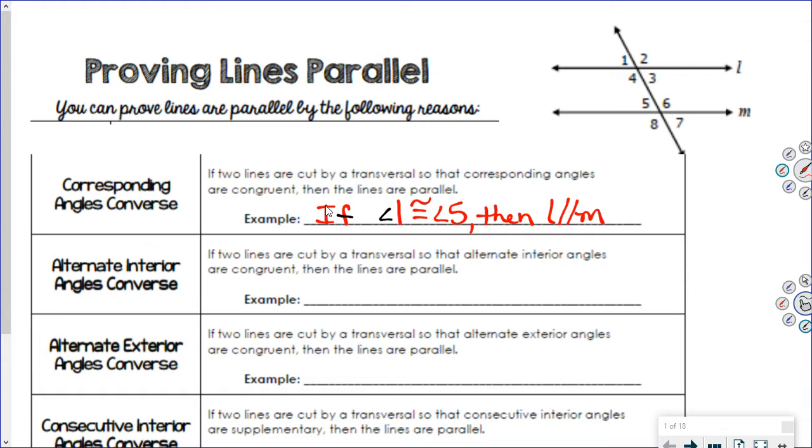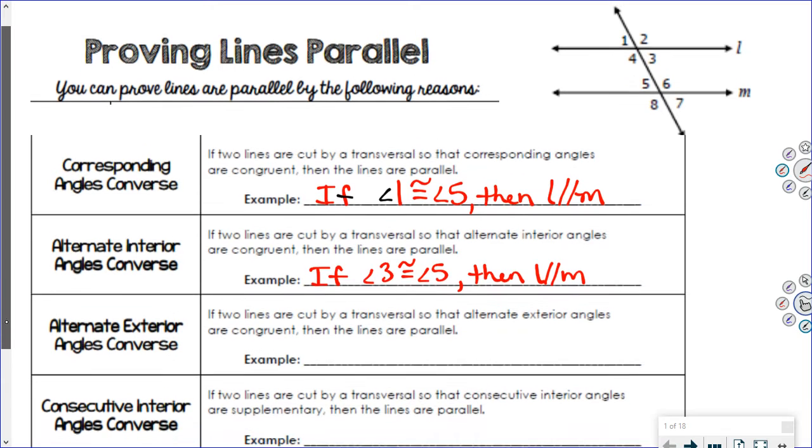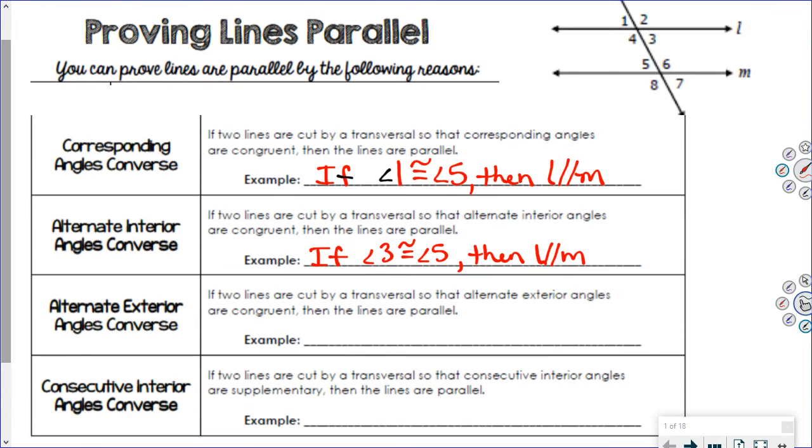The second one, alternate interior angles. If we know alternate interior angles, and it can be any pair, so for example, we could do angles 3 and 5, or 4 and 6. If we know one of those pairs of angles are congruent, then we know that those lines themselves are parallel. Same thing for alternate exterior angles. If we're using the converse, all we need to know is that one pair, so we could use angle 1 is congruent to angle 7. If we know that, then we know that those lines are parallel by the alternate exterior angle converse.